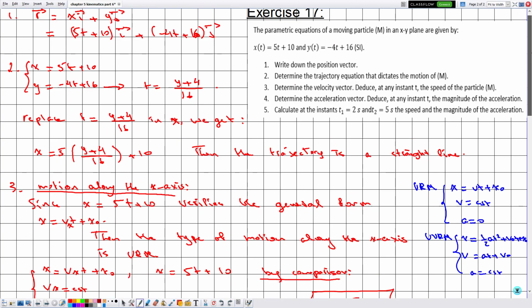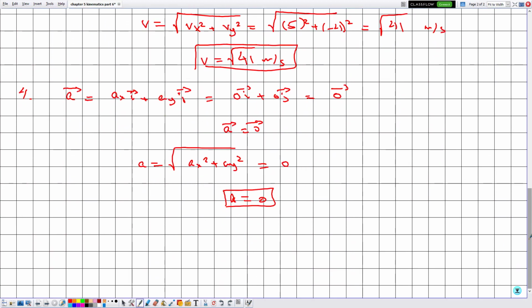Now in part 5 they are telling me to calculate at the instants t1 equal to 2 seconds and t2 equal to 5 seconds the speed and the magnitude of the acceleration. Great, so part 5, let's start with the instant t1 equal to 2 seconds. So notice that v1, which is equal to v computed at t equal to 2 seconds. Recall that v is independent of time, so this is given by square root of 41 meter per second. As for the acceleration, a1 computed at the instant t equal to 2 seconds, this is also given by 0 because it is time independent.